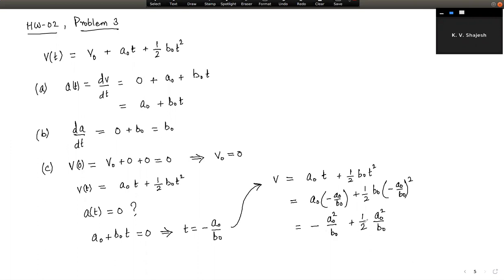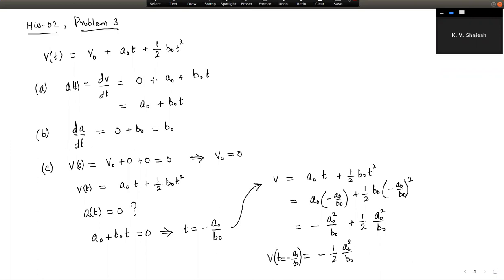These two are very similar terms. It's minus 1 plus half, so that's minus half A naught squared over B naught. We're not given any numbers for A naught and B naught, so we cannot go any further. So that's what is expected. So this is the velocity at time t equal to minus A naught over B naught. So that's the time that was put in there. That's what the question is asking.